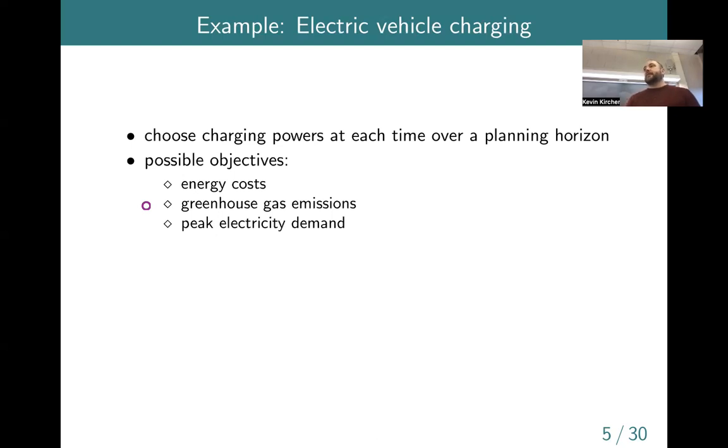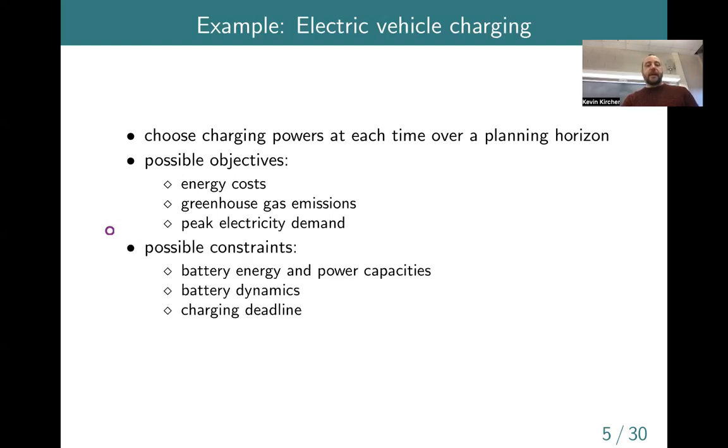In Texas, for example, oftentimes they have a ton of wind power overnight. And so electricity can be very cheap and very clean. You might also care about the peak electricity demand, which determines how big things like wires and transformers need to be. And you could have constraints related to the equations that govern the energy evolution of the battery, right? So we've talked about those a bunch of times.